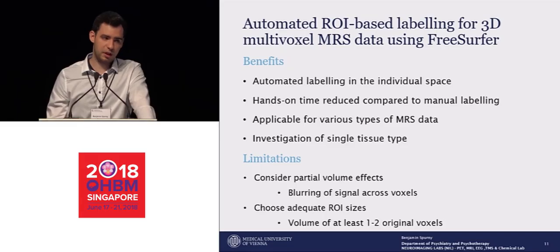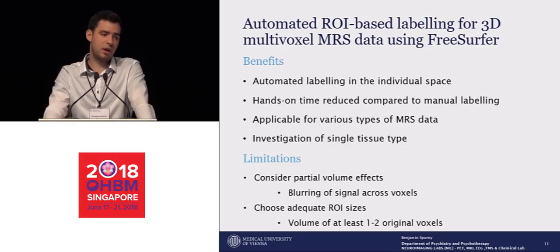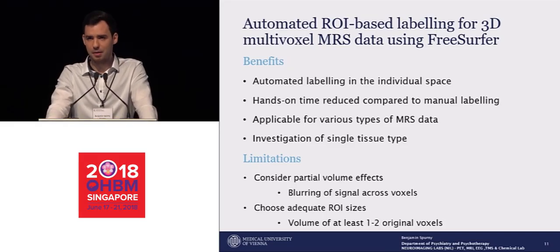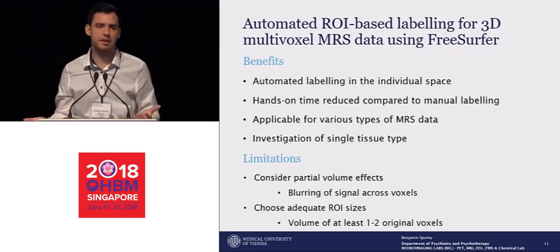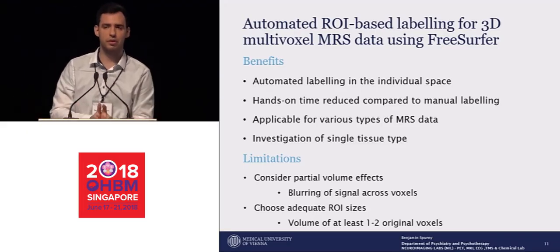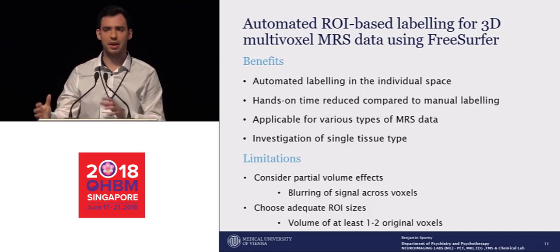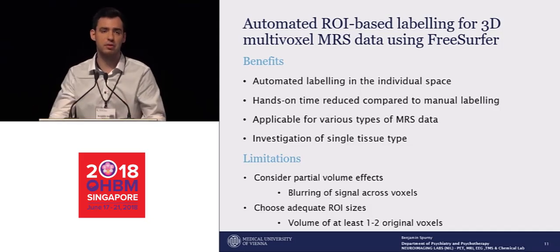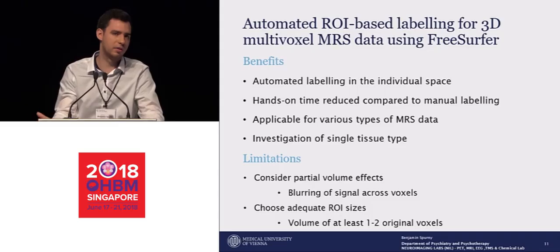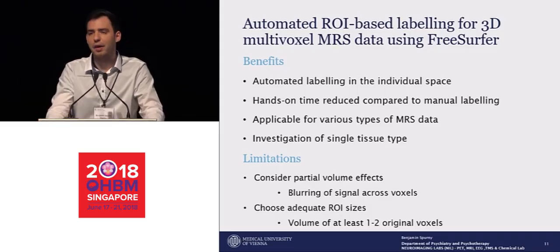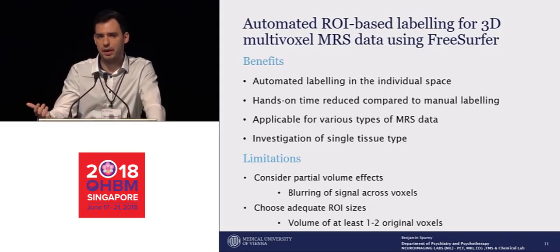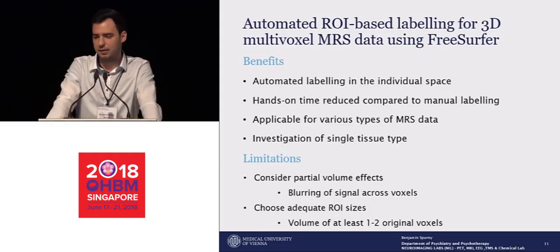Of course, there are some limitations. You have to consider partial volume effects. Especially this is true for basically all multi-voxel data. So when you look at a certain voxel, the signal from adjacent voxels will influence the signal in the voxel you look at. You have to consider that, of course, for your analysis also in the region-based approach.